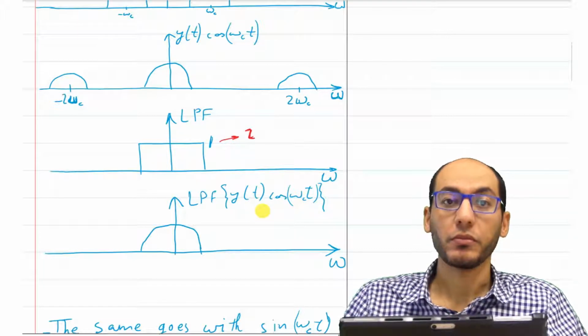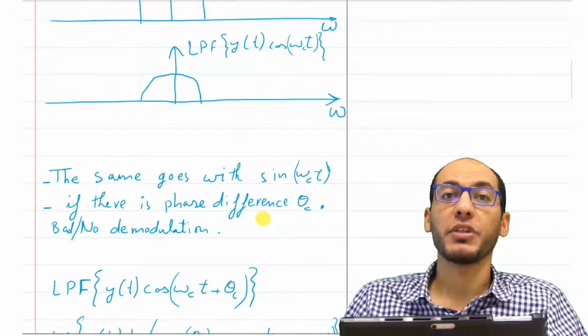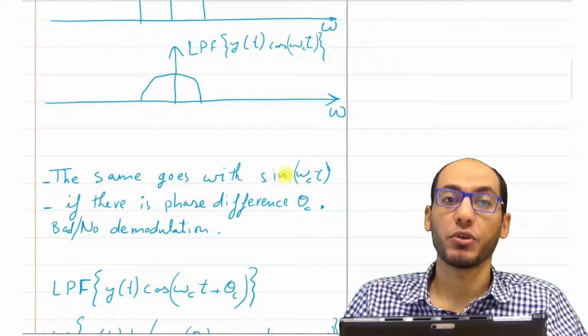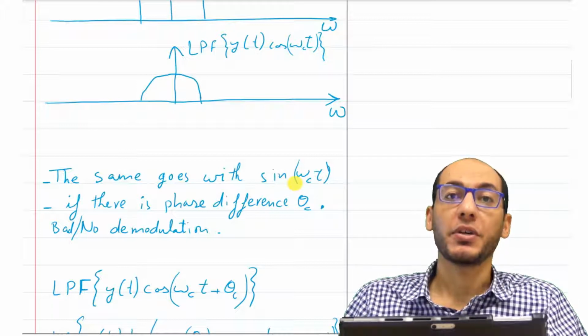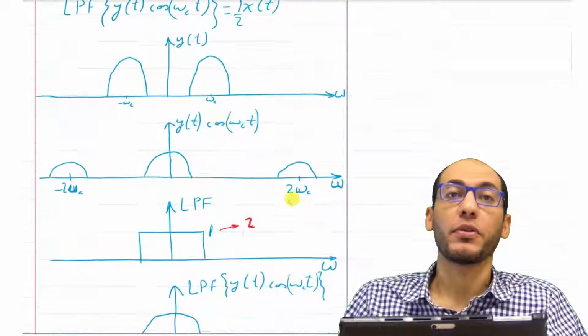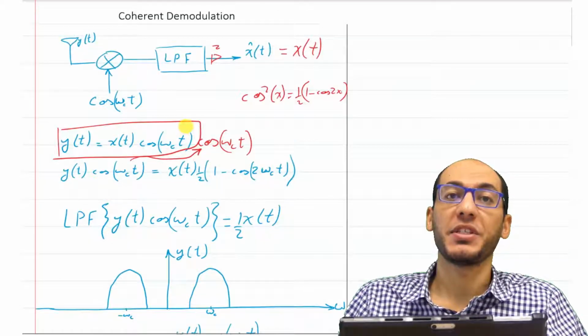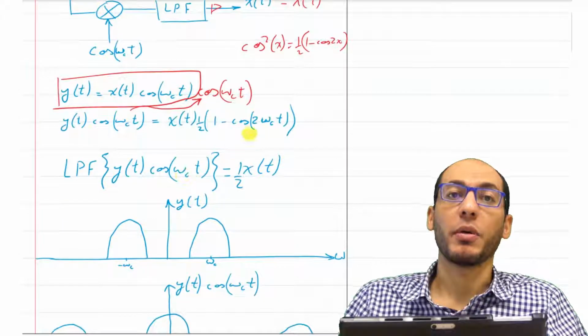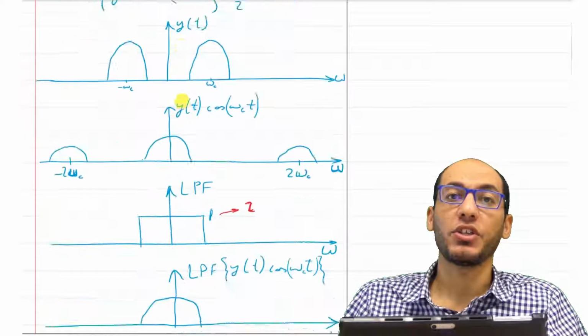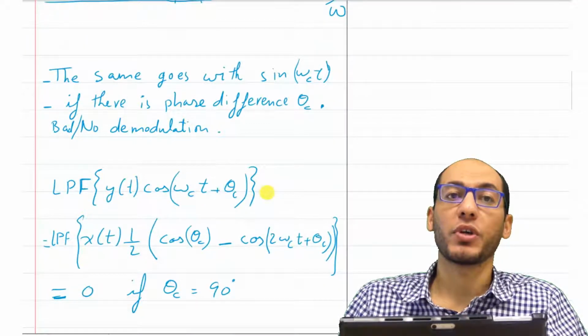Actually, it's pretty much the same if the carrier was a sine and not a cosine. You could do the same steps, but remember, it has to be either a sine or a cosine. The shift of the carrier phase has to be 0. Remember that the cosine that I'm multiplying by here is the same as this cosine. If there is a change in the phase, then you're not going to get the same thing.